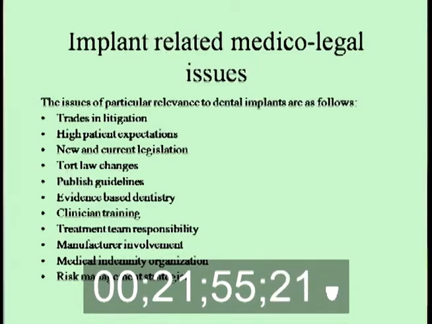And then the manufacturer's involvement. You need to look at that. All what the manufacturer wants to do is sell implants, sell implants. They're not concerned about you.